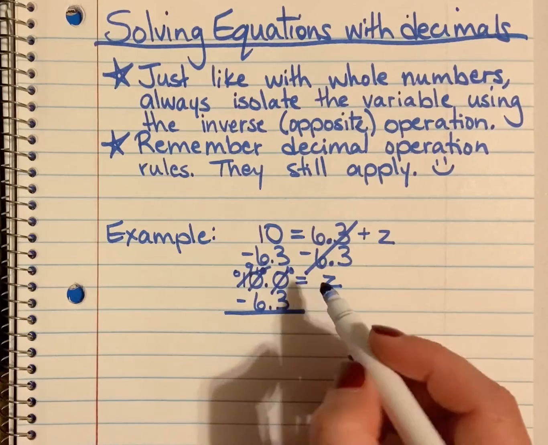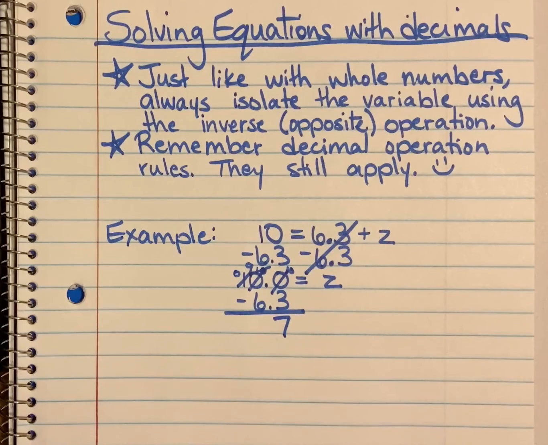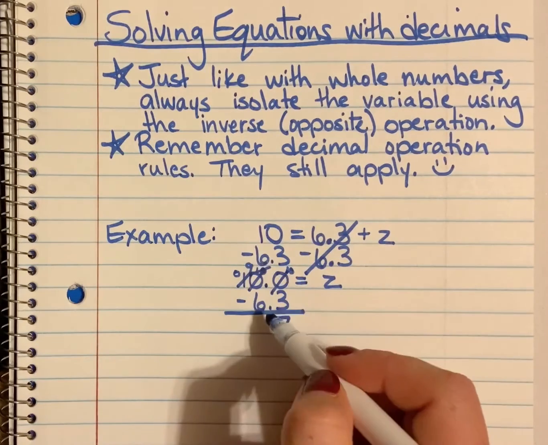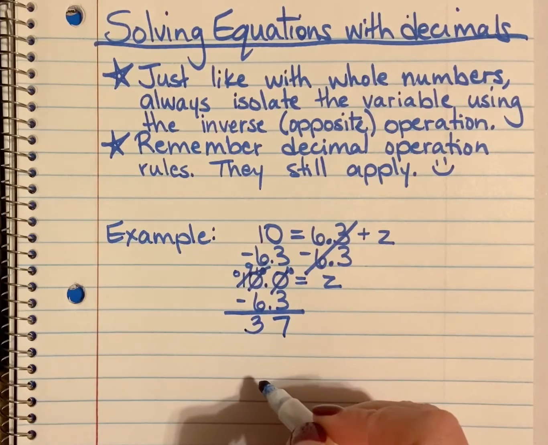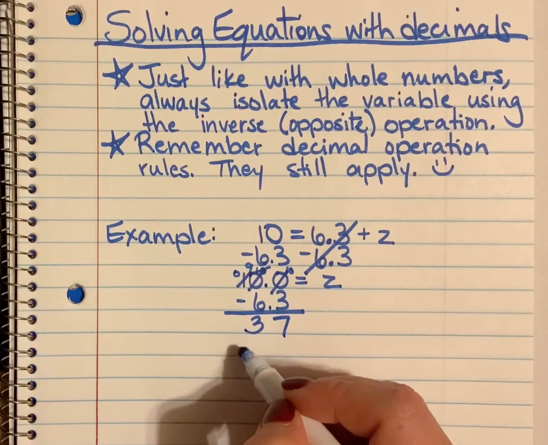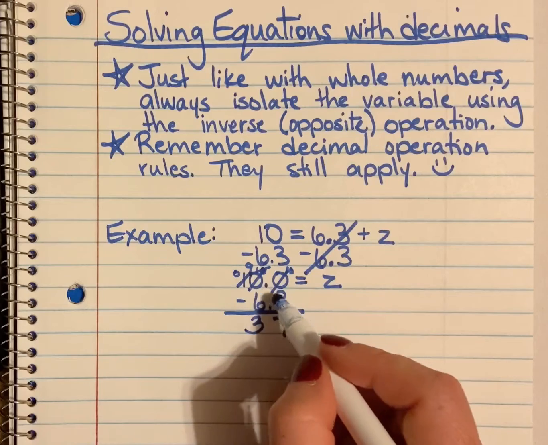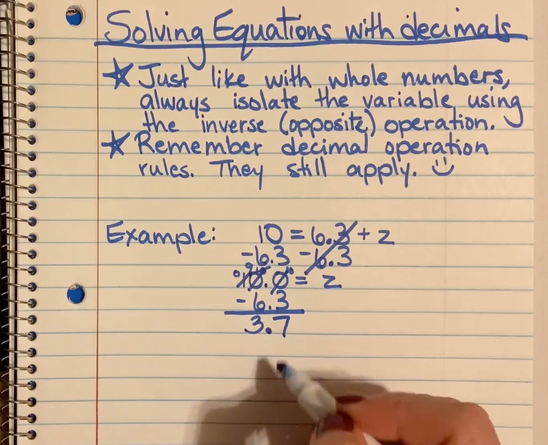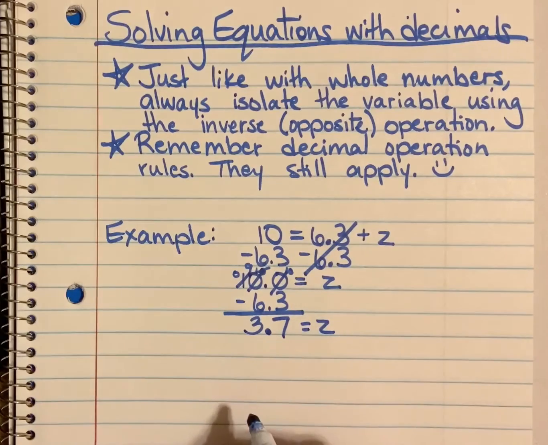10 minus 3, 9 minus 6, 0 minus 0. I can add the 0 or leave it. It's not going to change the value, so I'm going to choose to leave it. To finish my answer, I bring the decimal straight down. Z is equal to 3.7.